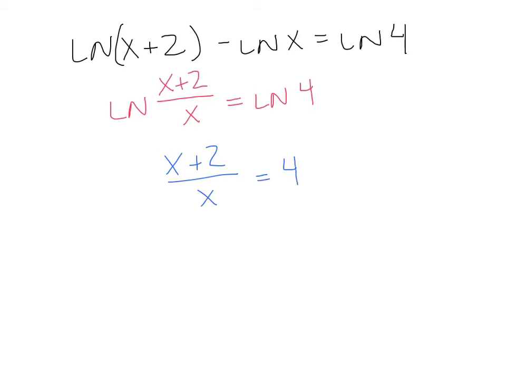Now it's just a matter of using opposite operations and solving. I'm going to multiply by x. So we end up with x plus 2 equals 4x.